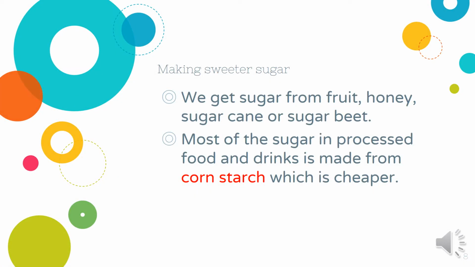And here we find making sweeter sugar. We have different types of sugar. So we get sugar from fruit, honey, and sugar cane or sugar beet. Most of the sugar in processed food and drinks is made from cornstarch, which is cheaper. We can use all of these sources, the fruits and honey and sugar cane and sugar beet, but all of them are expensive. So they use this cornstarch to make sweeter sugar. Okay.